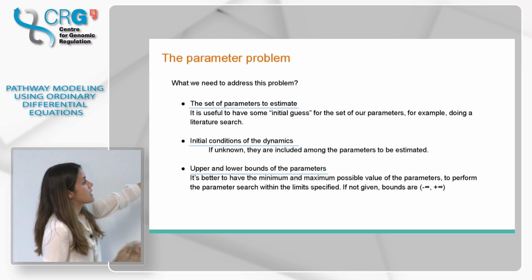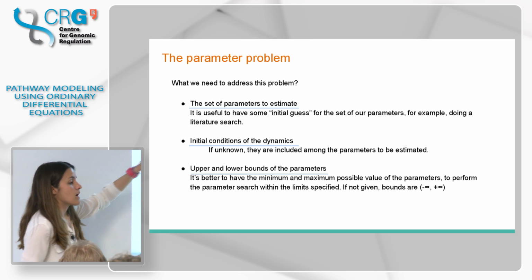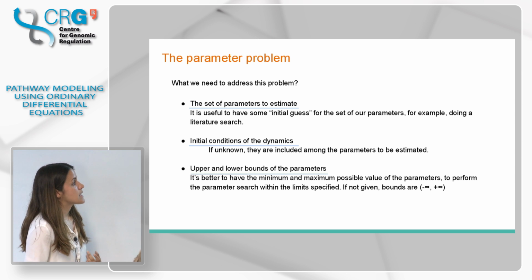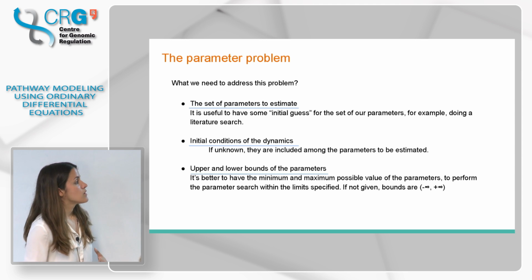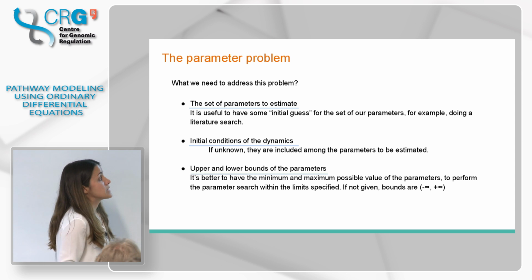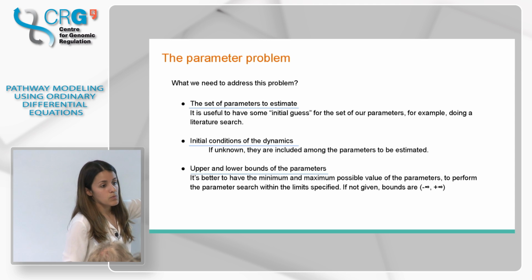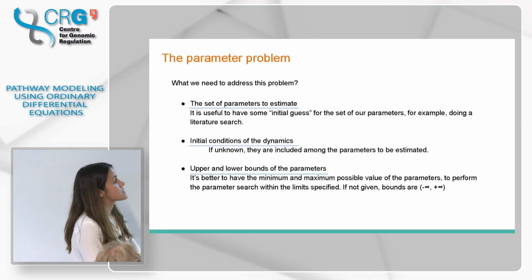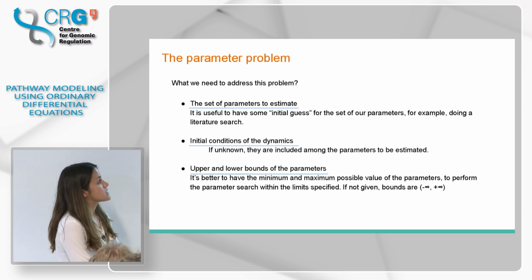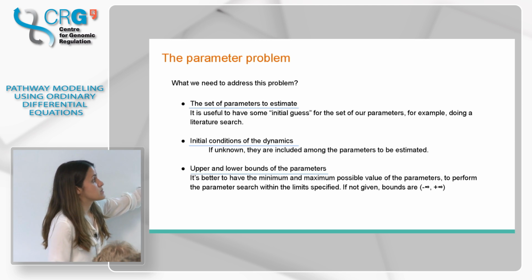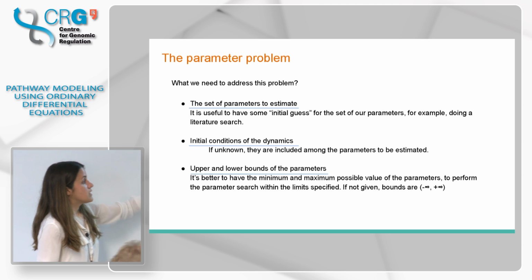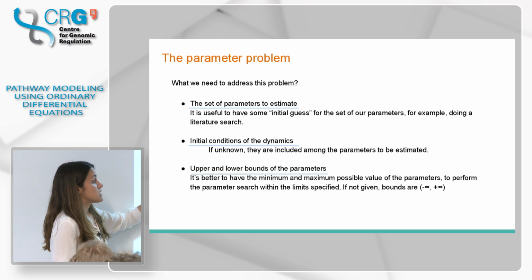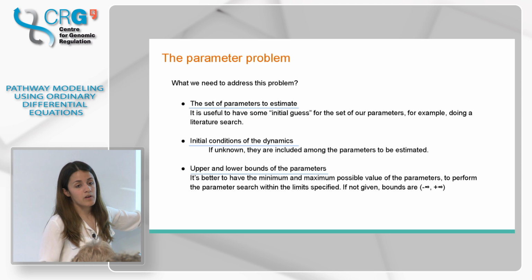So we need to know what set of parameters we want to estimate. We have these 116 parameters, and it is very useful if we can have some initial guess of the values for these parameters. For example, this can be done with a literature search. We can find in the literature some values from other experiments for the parameters we want to estimate, and we can start our search with these values. We need to know the initial conditions of our dynamics, but if we don't know them, we can include them among the parameters to be estimated.